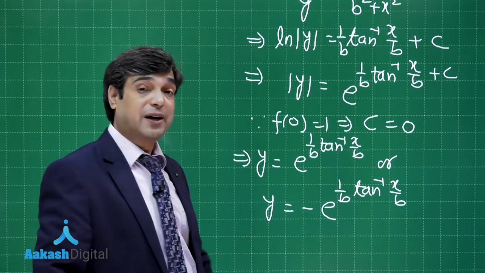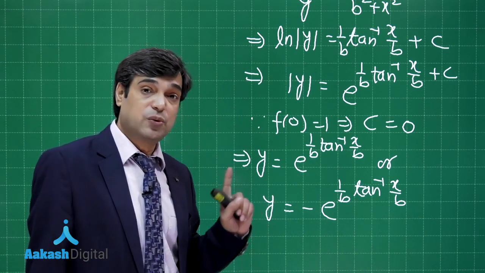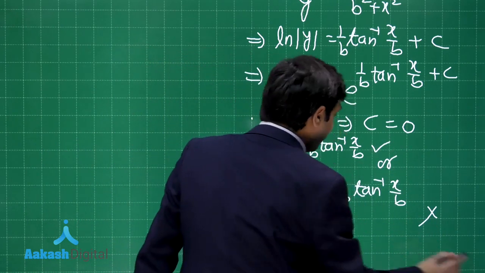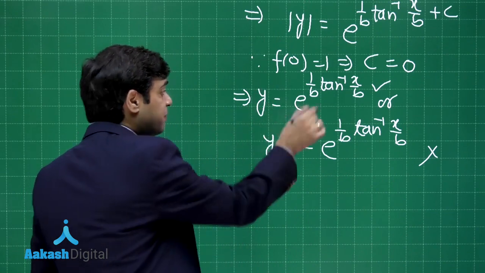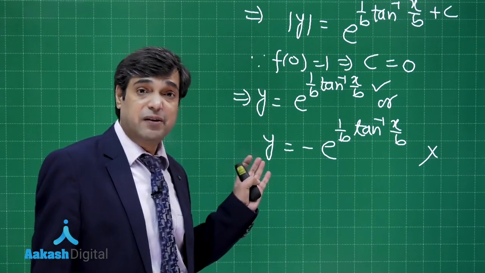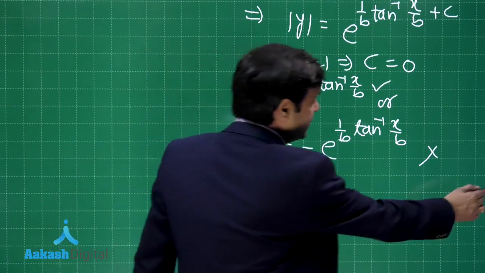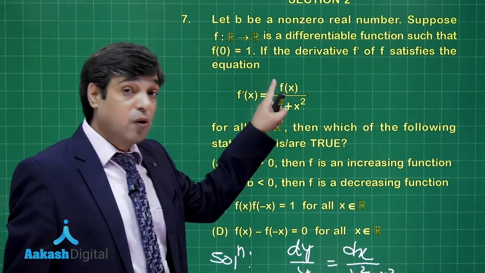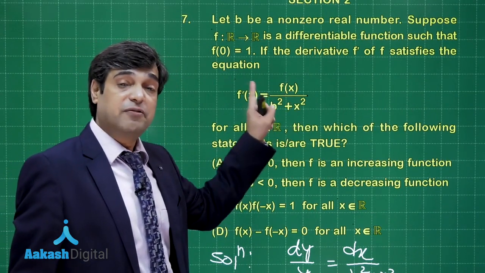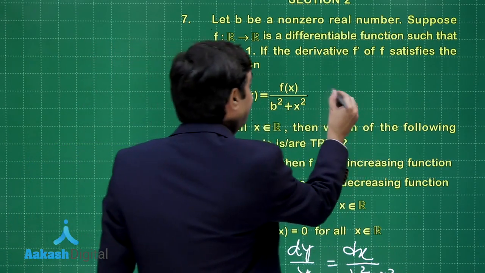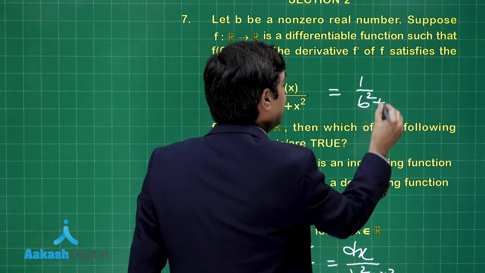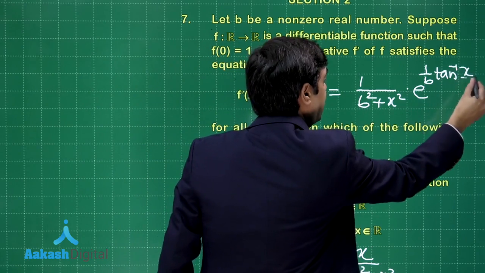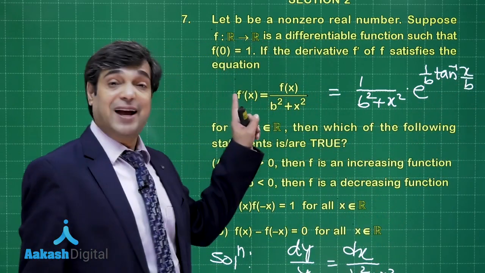Now since it is given to me that the value of the function at x equal to 0 is 1, obviously this is not the correct option. This is the only possibility we are left with. So that's the only function with me. When you look at this function, this is an exponential function. Take its derivative in order to see the increasing decreasing nature, which is already given in the question as dy by dx is this one. Right here fx, what is that fx we obtained? This is e to the power 1 by b tan inverse x by b. So on writing, you have 1 upon b square plus x square into e to the power 1 by b tan inverse x by b. This is simply f dash x.